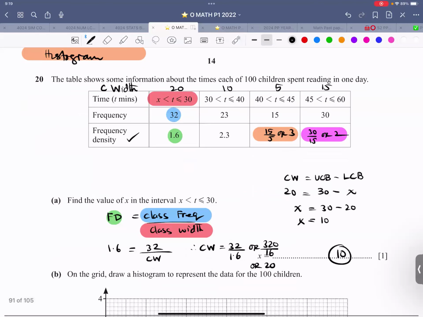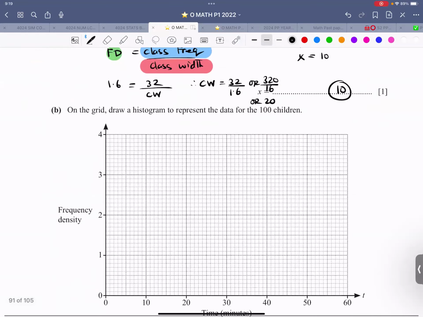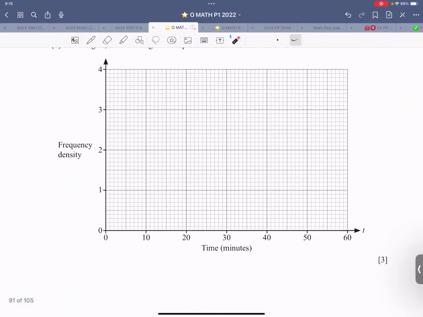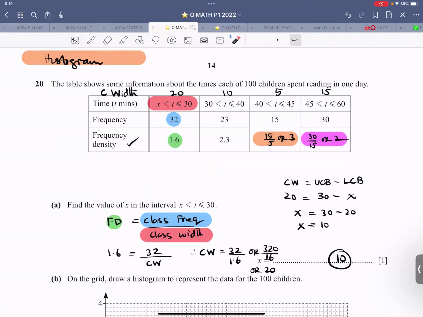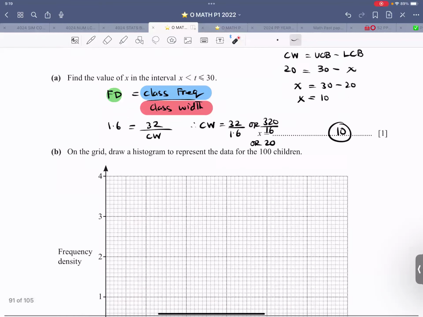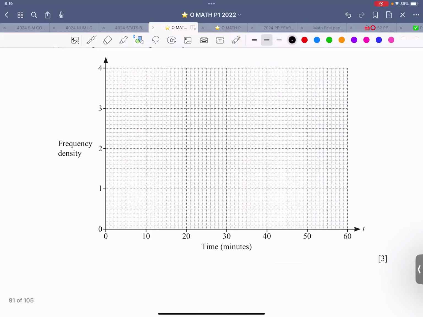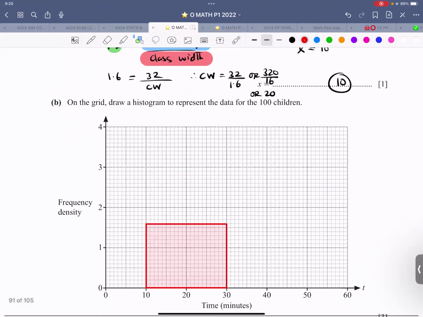So basically, frequency density goes on the vertical axis, 1.6, that goes from 10 till 30. So just focus on the scale. Between 0 and 1, there are 10 small squares, each one is 0.1. So first one is 1.6 and this x is 10. So 10 till 30 is 1.6. So let me go this way, this way, this way. That is the first one.